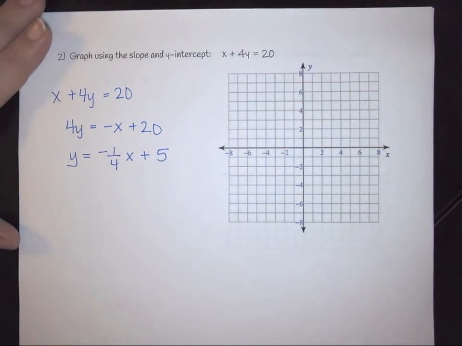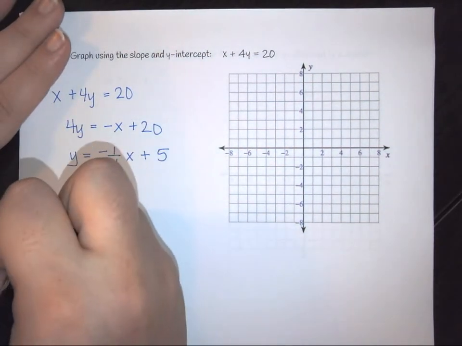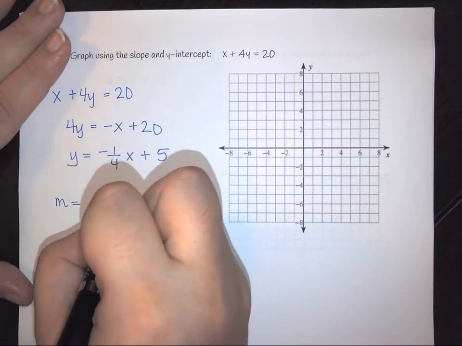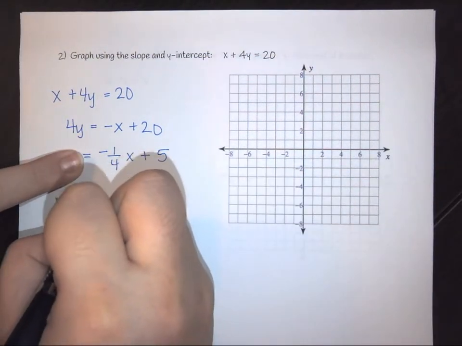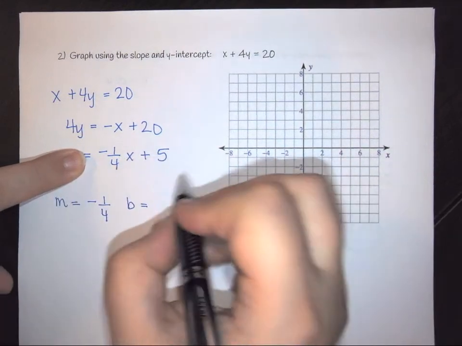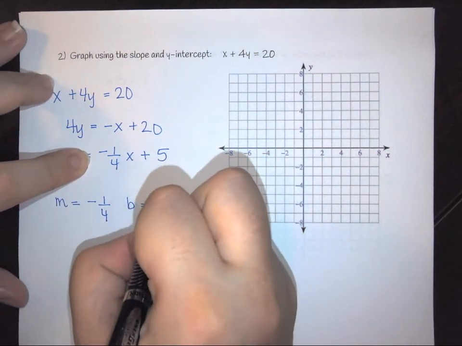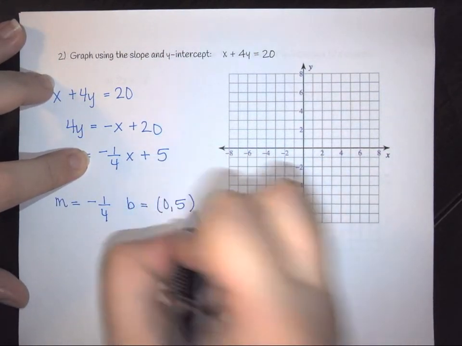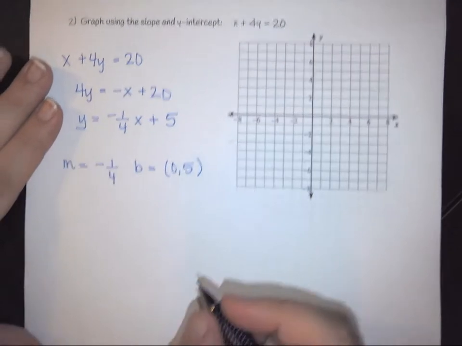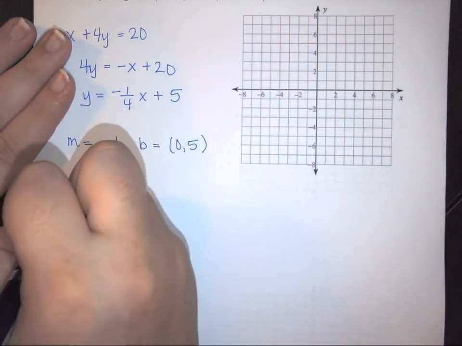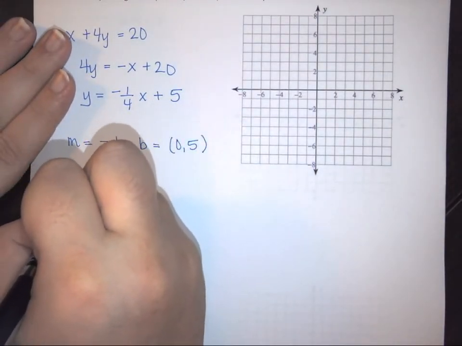Once you've figured out your equation, again remember you need to identify the slope and the y-intercept. In this case my slope is negative 1/4 and my intercept is the point (0, 5). So let's go ahead and take a look at the slope. We can do this slope in two ways. Okay, so we can look at the first way.